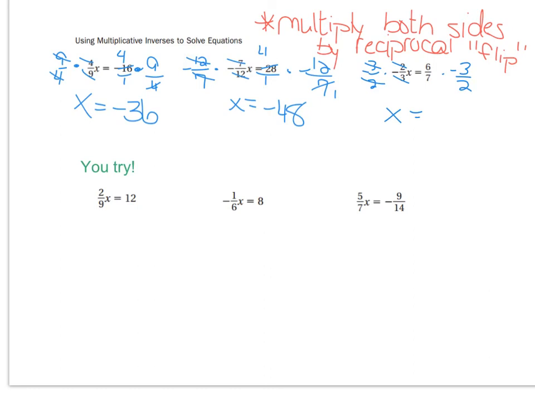Now, this one's not going to turn out quite so pretty. My 2 cancels and goes into 6 3 times. Notice my 3 and 7 don't cancel, so how do you multiply fractions? You multiply straight across, right? 3 times negative 3 is negative 9. 7 times 1 is 7. So my answer here is negative 9/7. Not as pretty, but that's okay. Leave it as that fraction, leave it improper, you're good to go.